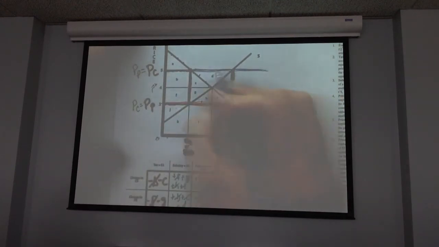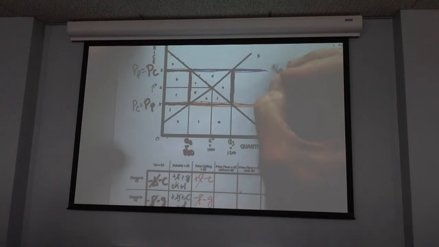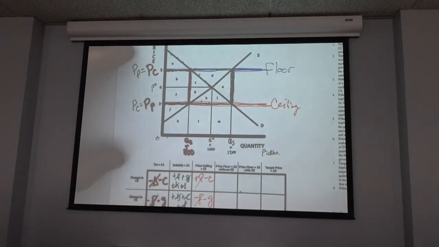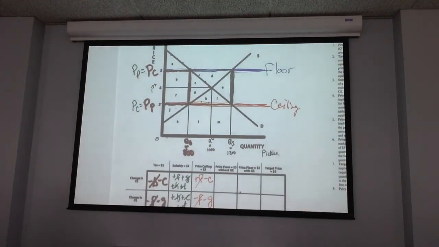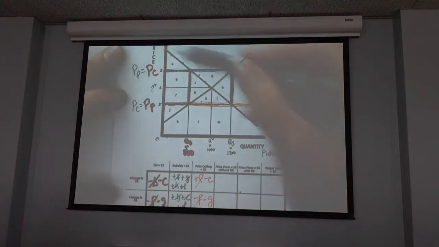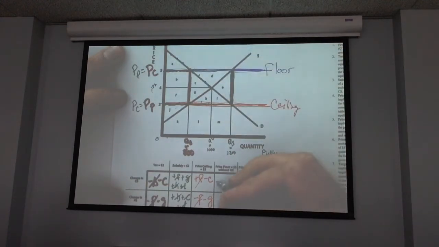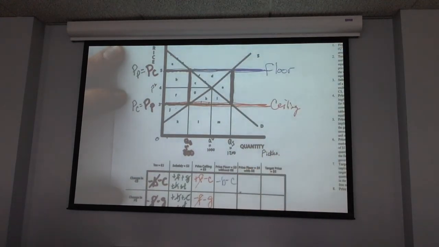So if the price floor comes in here at $5, what is the change in consumer surplus? Losing B and C. So they used to have A, B, C, and now they're only going to have A. So minus B, minus C.